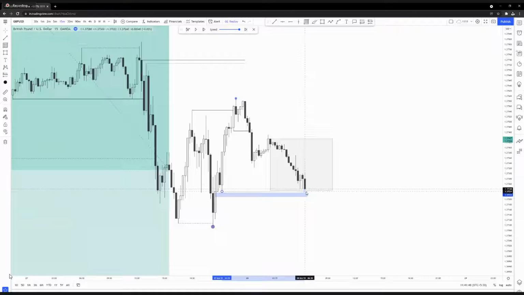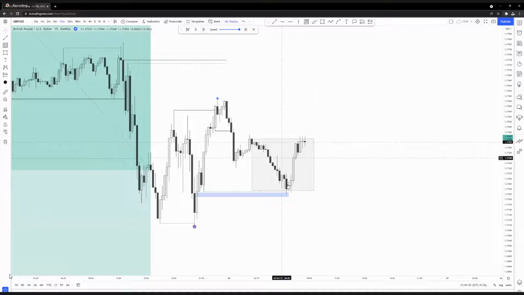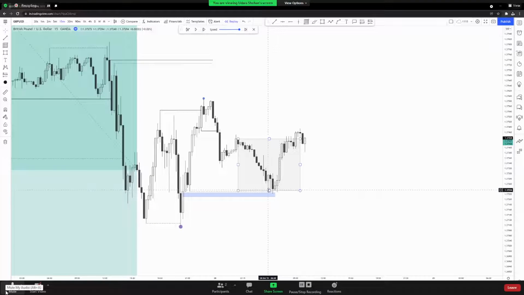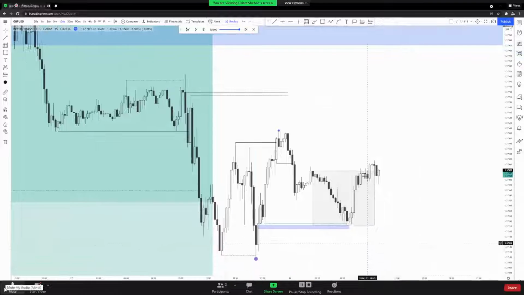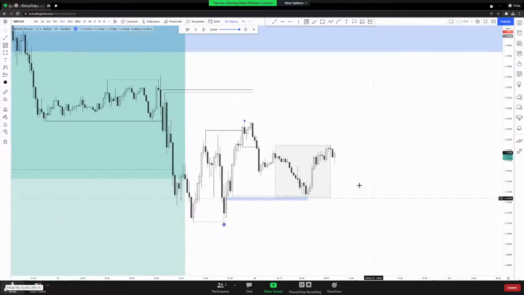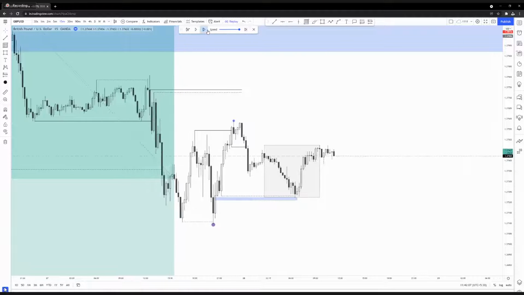So it played out during Asia. See that? Even during Asia, look at the reaction once it comes into those areas. That was a good Asian session trade. We couldn't take it, but I had this area marked and I saw Asia playing it out perfectly. So can't help it. Let's wait and see what's happening.